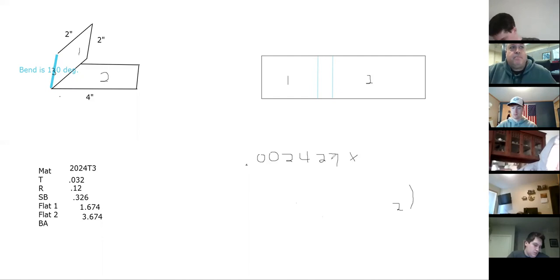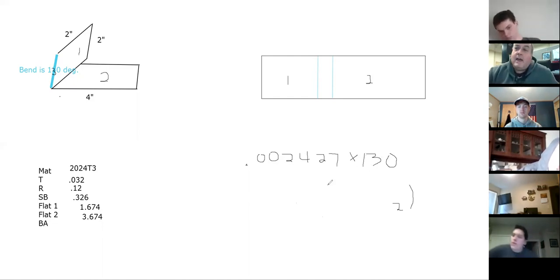Because that's the number per degree according to the chart. Would you multiply it by 130? We would take that number and multiply it by 130 because that's how many degrees this is bent. So if you have a calculator there, I don't have a calculator here, but if you have a calculator, what do you get when you multiply that really, really small number by 130?